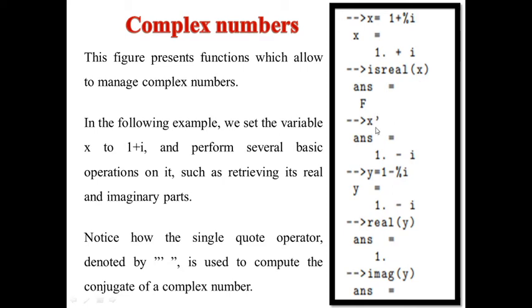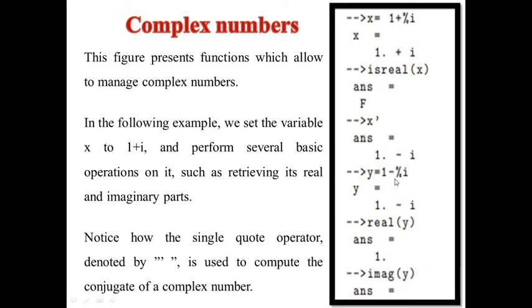And then x dash. What does this dash represent? It is used to compute the conjugate of a complex number. What is the conjugate of the complex number? That can be identified through this. So x dash means the conjugate value of that number, which is 1 minus i. And then y equal to 1 minus %i. Whether it is a real value or imaginary value: real of y is 1 and imaginary value is no. So that is why it is 1.